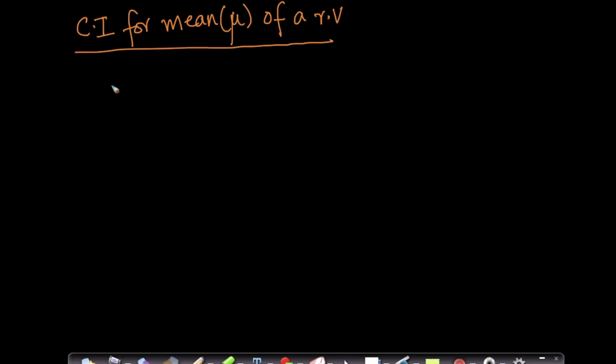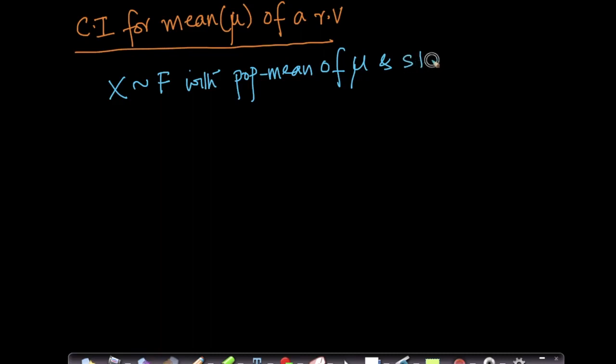So let's assume we have a random variable x which has some distribution f. This may or may not be Gaussian, but this random variable x has a distribution f with some mean, let's say population mean of mu and population standard deviation of sigma. This is my population mean, this is my population standard deviation.